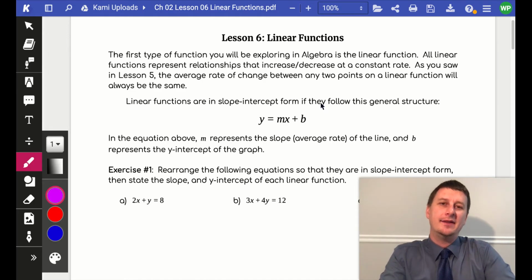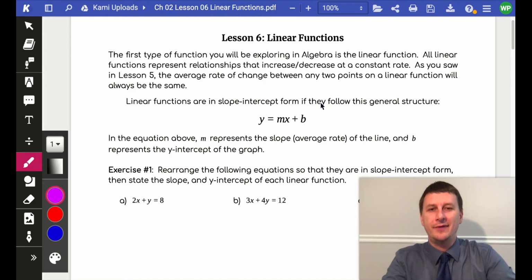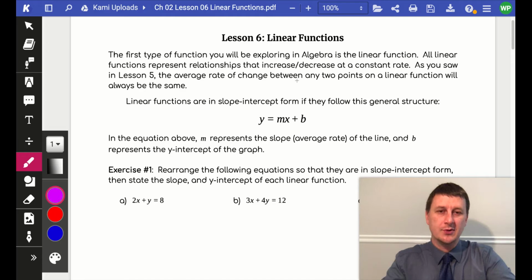In this video, we're going to be looking at our final lesson in our chapter on functions, which segues into linear functions. The first type of function that we'll be exploring in Algebra 1 is the linear function. All linear functions represent relationships that increase or decrease at a constant rate. We talked about that briefly in our average rate of change section as well. The average rate of change between any 2 points on a linear function will always be the same.